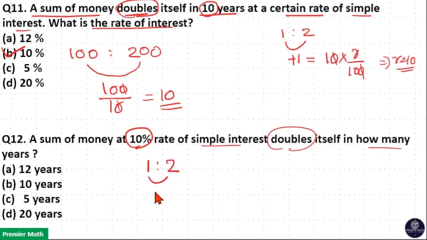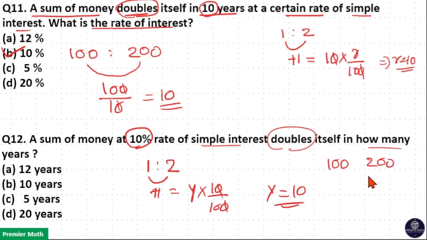Now the increment here is 1 unit, that is 1 rupee. This 1 rupee I received in y years at a rate of 10%. Now 0, 0 cancel, y is equal to 10 years. Or if you use this first method, that is I invested 100 rupees in the bank and I received 200 rupees after 10 years. Now the difference between the amounts is equal to 100 rupees. This is the interest I received in certain years at a 10% rate. So this 100 rupees interest I received at a rate of 10%. So in 10 years, I received this amount at a rate of 10%. So option B is your answer.